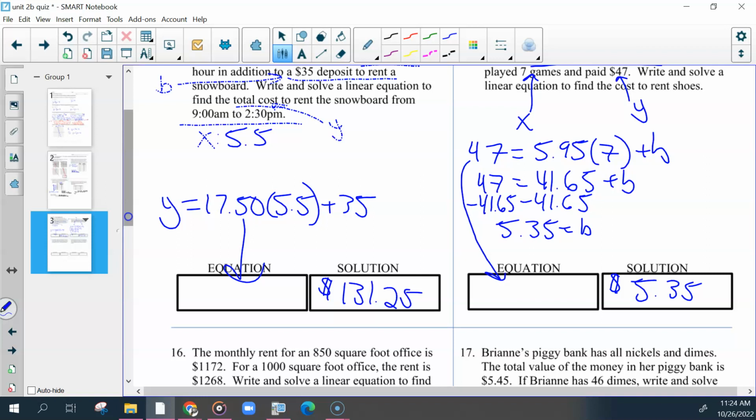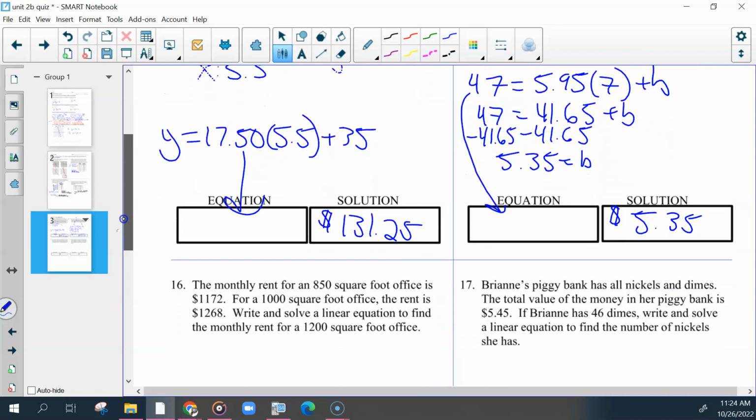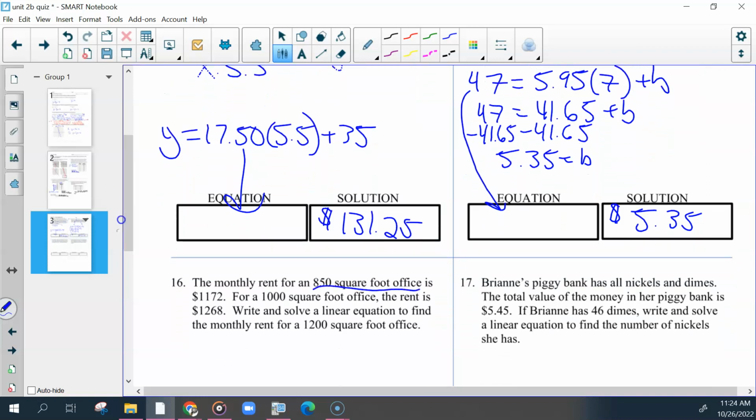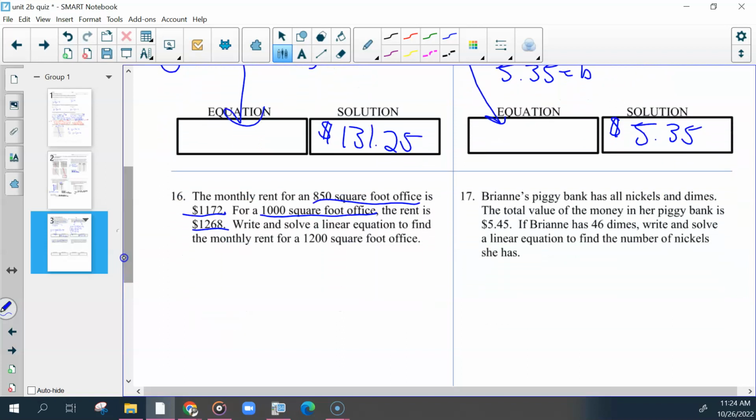Number 16, when you are looking at what they gave you, I have 850 square foot and cost, and then another square foot and cost. Because the amount of square footage directly affects the cost, this is like an input-output situation where we have X's and Y's, and we're not given M and B. So that would be your x1, y1, x2, y2.